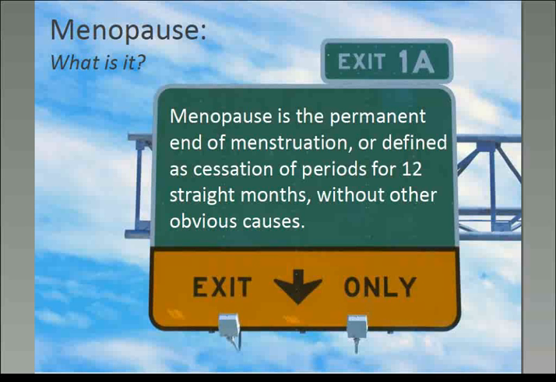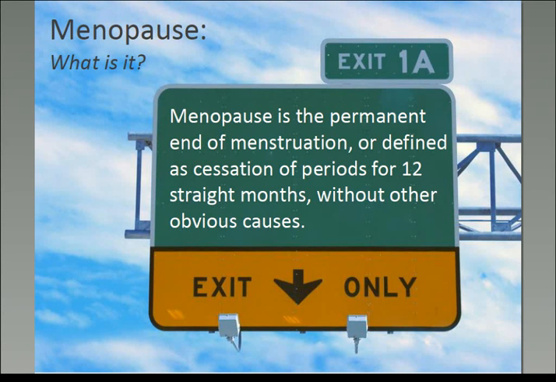So, moving on to the menopause. Menopause is the permanent end of menstruation, defined as cessation of periods for 12 straight months without other obvious causes. Now, what you need to remember is a natural menopause is not a disease state. Natural menopause is a normal state.